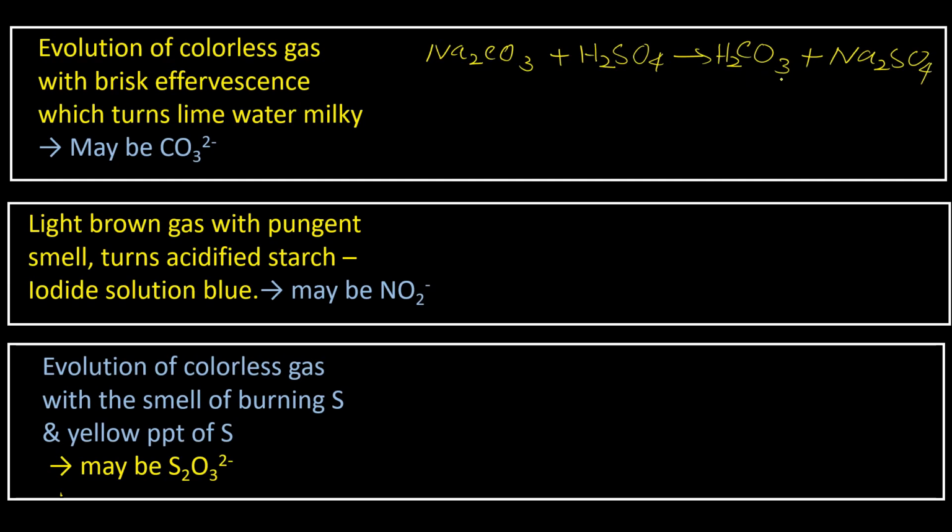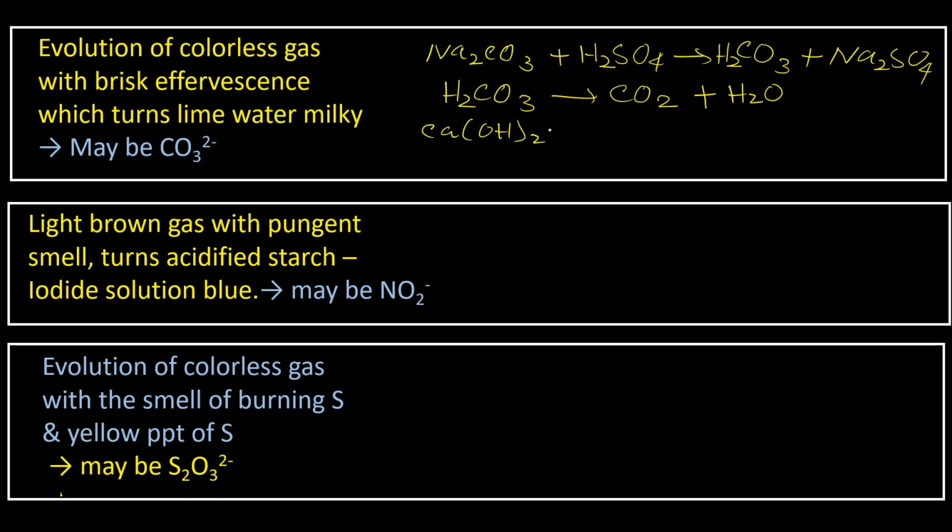And now this carbonic acid is unstable. Two OH groups are attached to carbon, so immediately water is removed. As it is unstable, this carbonic acid is converted to the anhydride of carbonic acid, carbon dioxide and water. Now this carbon dioxide, if you pass it to lime water, meaning calcium hydroxide.